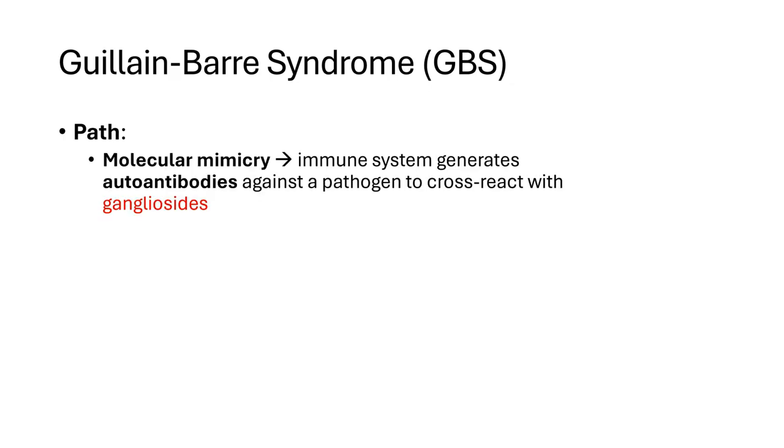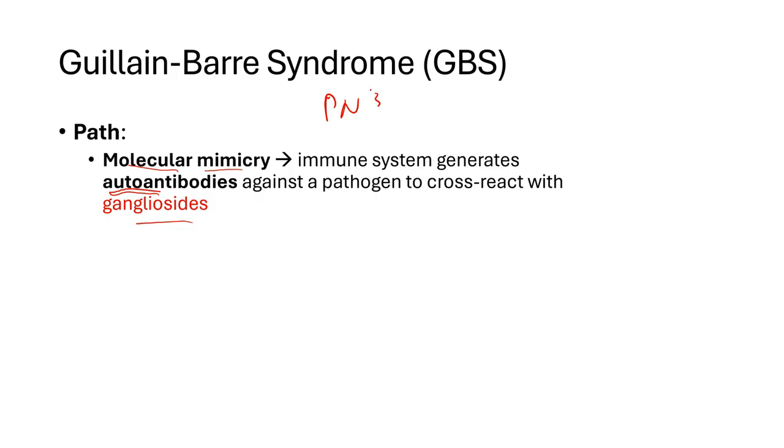The pathophysiology of Guillain-Barré Syndrome involves an acute immune-mediated attack on the peripheral nervous system. This leads to demyelination and/or axonal damage. This is done by something known as molecular mimicry, which does exactly what it sounds like. The immune system generates these autoantibodies against a pathogen, and this cross-reacts with different types of gangliosides. The autoantibodies in this case can attack either the myelin sheath or sometimes axons.